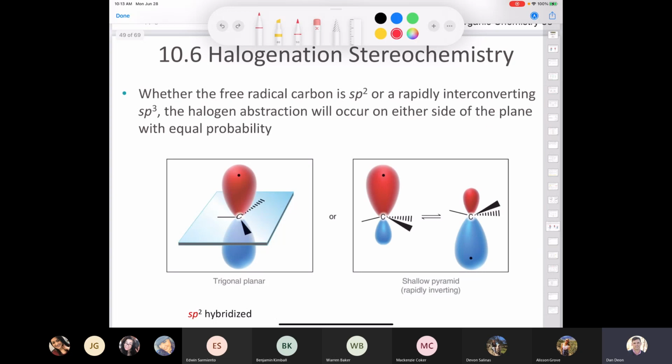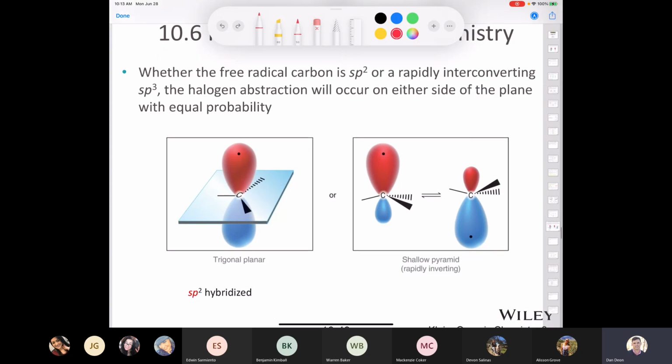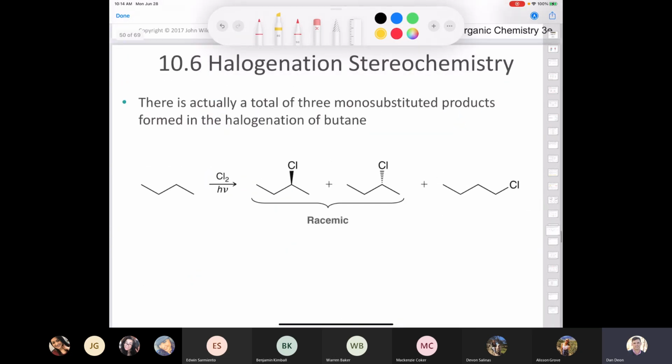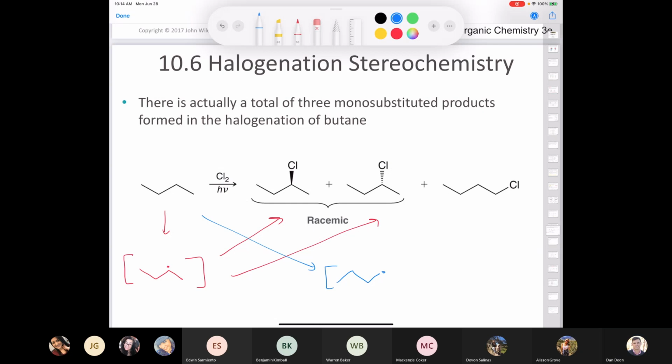So again, this is going right back to the first section that we looked at this morning, right? The structure of a free radical. And we said that it can be treated as if it is trigonal planar. Let's keep going. So since it's trigonal planar, again, that halogen abstraction can occur from either face of the molecule, right? You end up making this radical, and I'm just redrawing what I had a couple of slides ago, okay? And that can either make the S-2-chlorobutane, or it can make the R-2-chlorobutane. And then, of course, if you produce the primary radical, which is going to look like this, then that's going to make 1-chlorobutane.